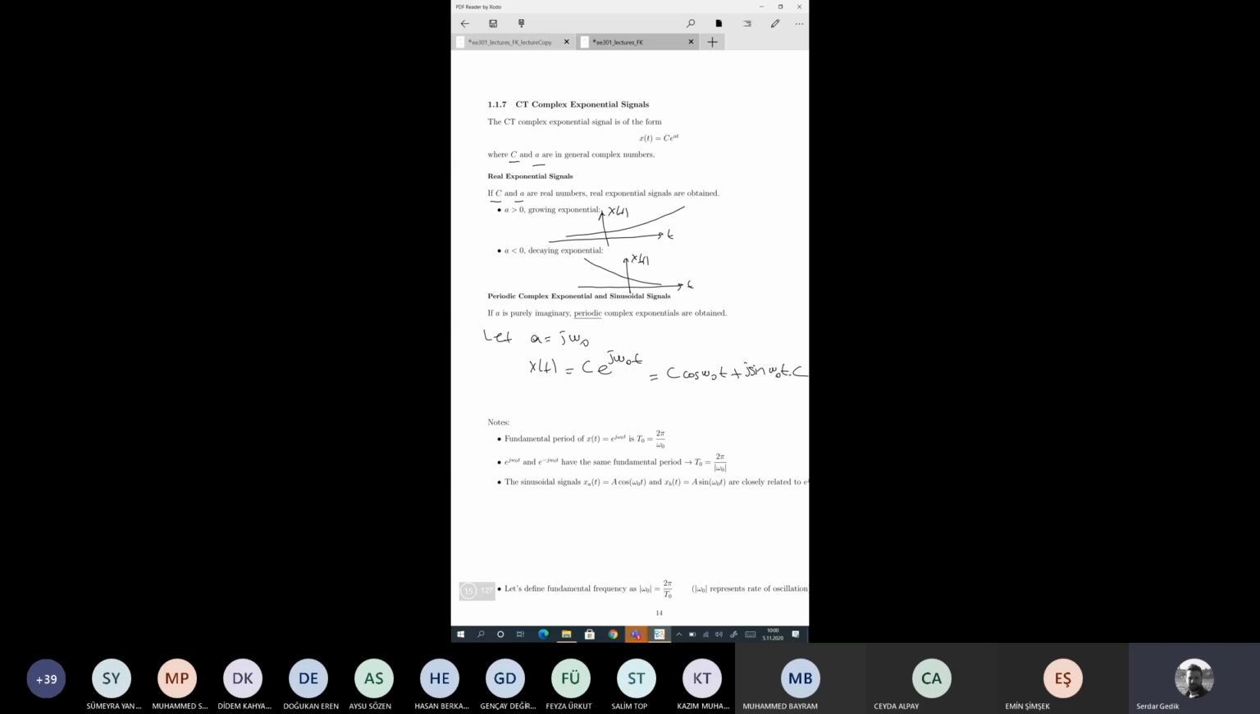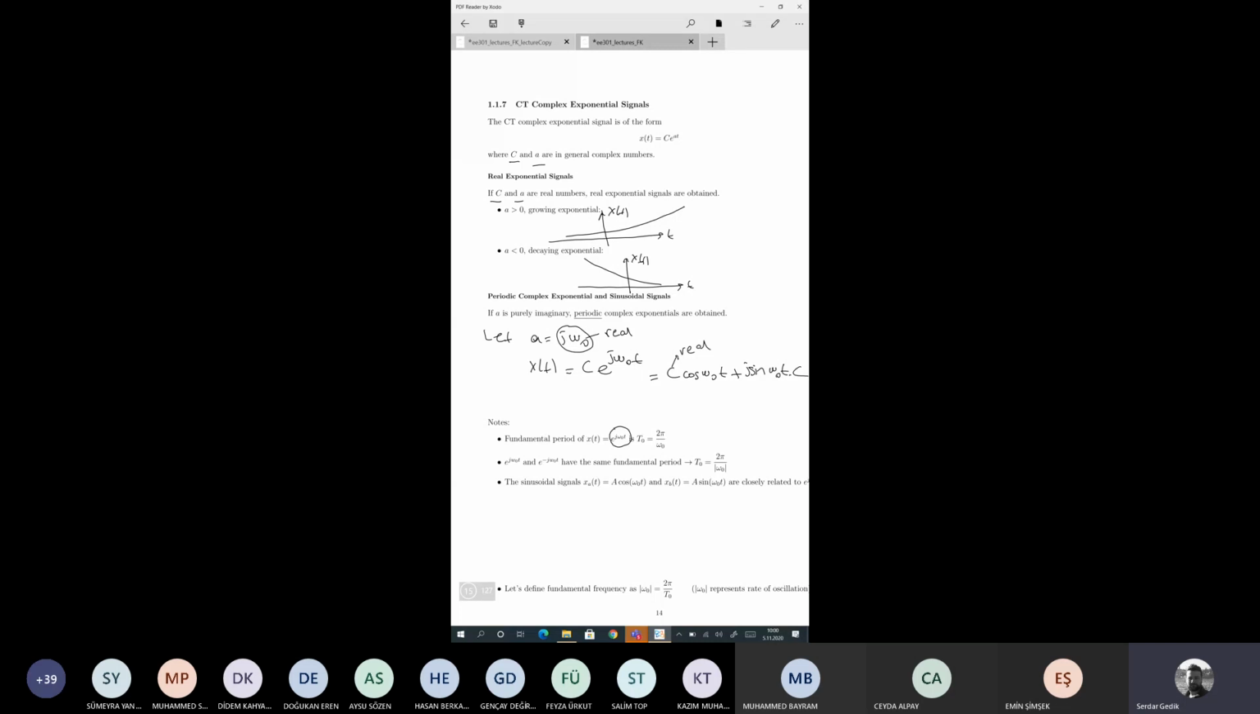So c is real, a is purely imaginary, so this is a purely imaginary signal as written. Of course omega 0 is real. Then in that case, I have a periodic complex exponential. Well, what's the period of this signal e to the power j omega 0 t? It is simply 2 pi over omega 0.